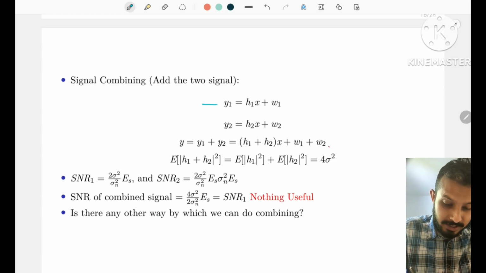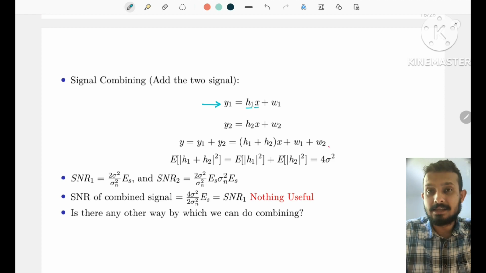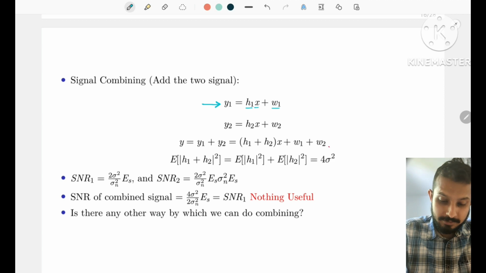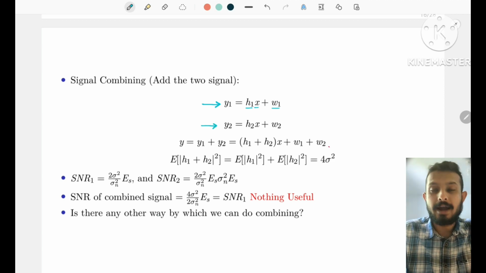So we have the signal received at the first antenna element given by y1 is equal to h1, where h1 is the complex coefficient, multiplied by x, the signal, plus the receiver noise w1. Similarly, we have the received signal y2 at antenna 2, which is given by h2 x plus w2. First, let us compute the SNR corresponding to each branch.